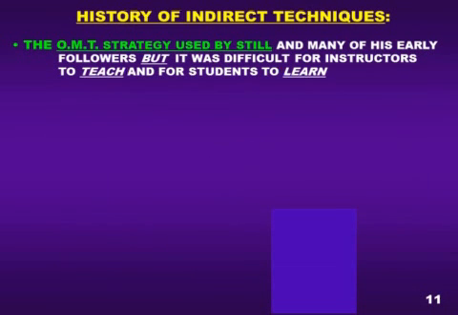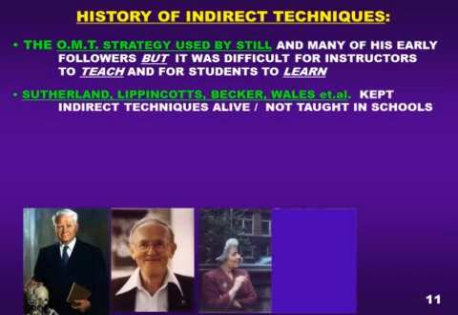Now, the indirect techniques are very interesting because Still used them, and his early followers used these techniques. But what they found was they were difficult to teach and difficult for students to learn. And therefore, many people believe that's when the high velocity techniques came into the picture. But there were several groups, Sutherland, the Lippincotts, Becker, and Wales. They all kept working with the indirect techniques because Sutherland had been a student of Still, and he kept this movement going, and then his followers, Becker and Wales and the Lippincotts, kept talking about these indirect techniques, but they were not taught in the osteopathic schools.